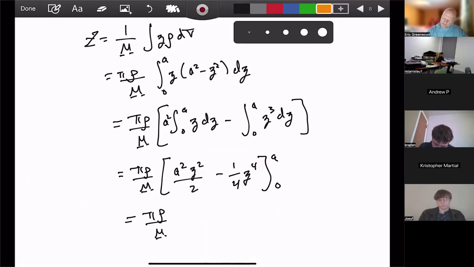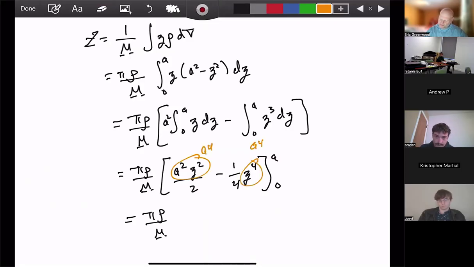This term here is going to become an a to the fourth. This term is also going to become an a to the fourth. So let's pull out the a to the fourth. So I'm going to get an a to the fourth times 1/2 minus 1/4. What's 1/2 minus 1/4? 1/4. Fantastic. So we're going to get a pi rho a to the fourth over 4m.